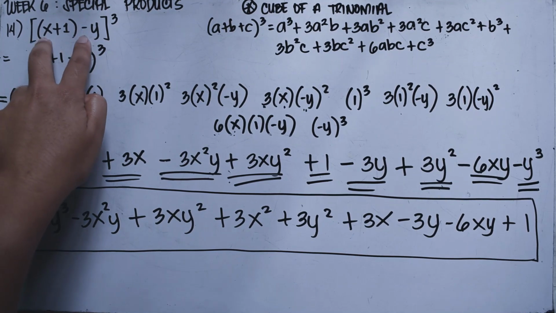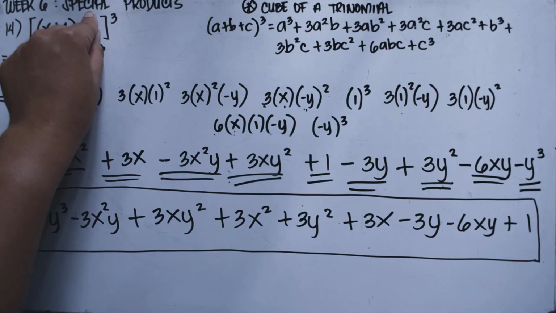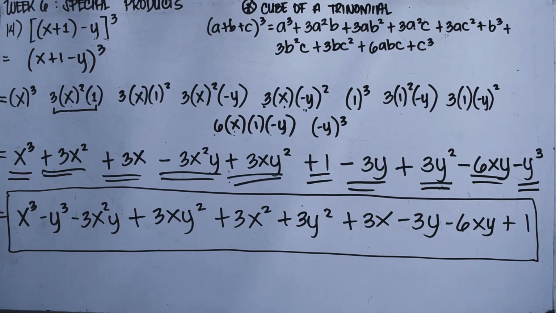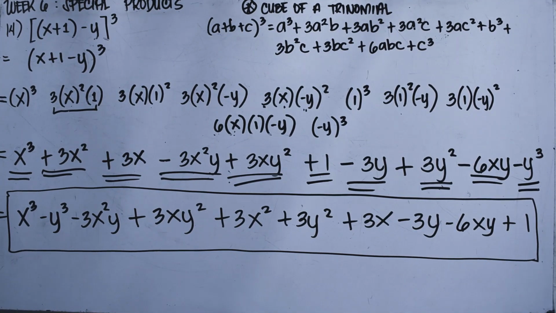Tinuro ko lang para alam nyo na din. Kasi pwede natin i-apply dito yung cube of a binomial, kasi naka-parenthesis naman ito, considered as one term, and then ito yung pangalawang term. Pero dahil marami na namang example doon, para may bago rin kayong kaalaman, tinuro ko na lang din tong cube of a trinomial. So, ito na po yung final answer natin sa number 14.